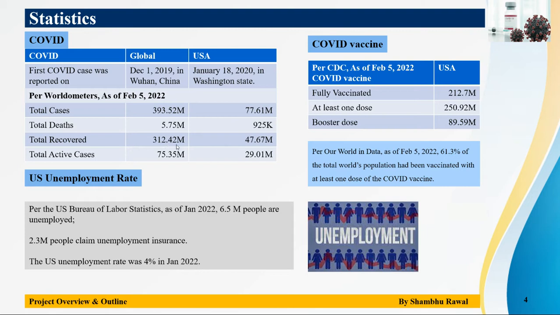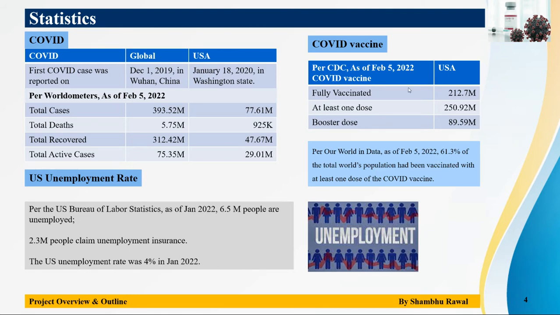There are 312.42 million people recovered from COVID globally, and 47.67 million people recovered from COVID in the USA. There are still 75.35 million people affected by COVID. In the USA, 29.01 million people have COVID. The US Bureau of Labor Statistics showed that as of January 2022, 6.5 million people are unemployed. 2.3 million people claimed unemployment insurance. The US unemployment rate was 4% in January 2022.